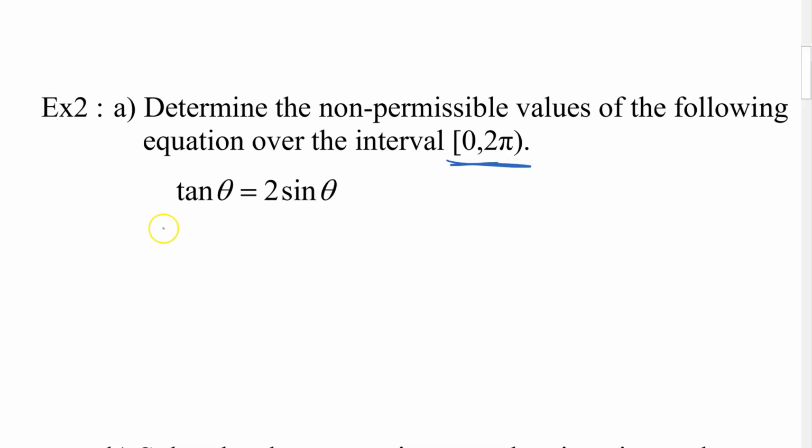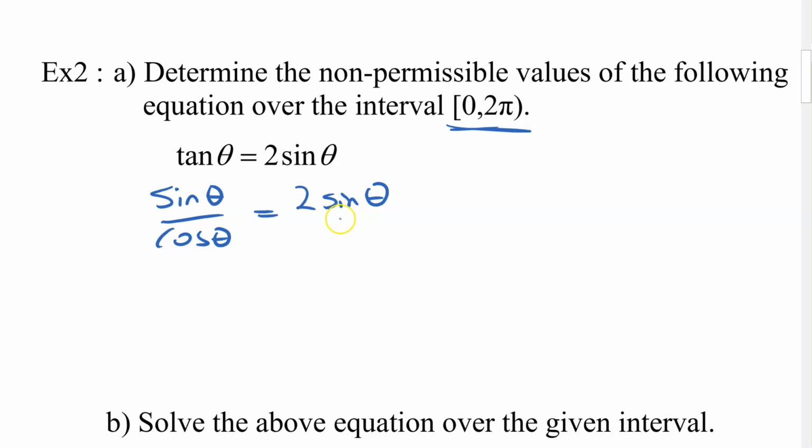Okay, so tan theta is equal to sine theta over cos theta, equals 2 sine theta. And again, just making sure, I'm going to repeat this: I don't want to divide both sides by sine theta. So maybe what I'll do is, first of all, I've got a fraction on one side and a non-fraction on the other side. It's kind of nice to not have to work with fractions.